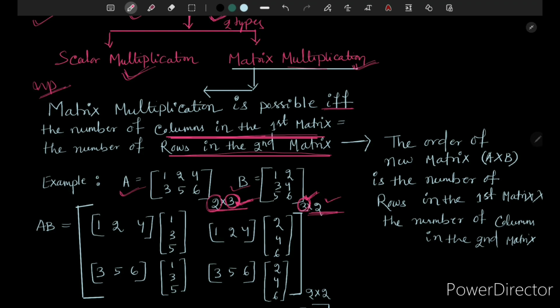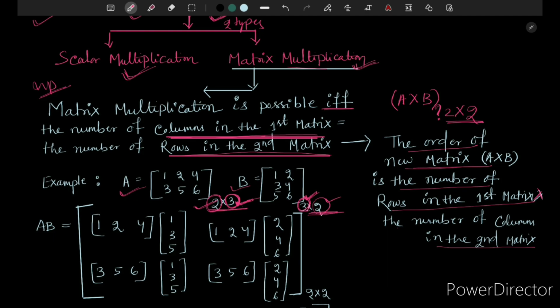Another thing you must remember is that after multiplying matrix A and matrix B, we get a new matrix, that is the A into B matrix. So what will be the order of the new matrix, A into B? The order of the new matrix A into B will be the number of rows in the first matrix, that is 2, into the number of columns in the second matrix, which is 2. So the new matrix, A into B, will be of order 2 by 2.